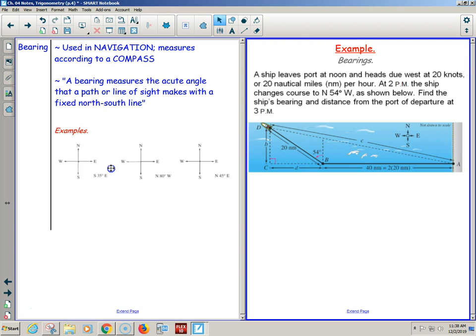But long story short, compasses have been around a lot longer than global positioning systems, right? Not as long as Mr. Hart. Okay.